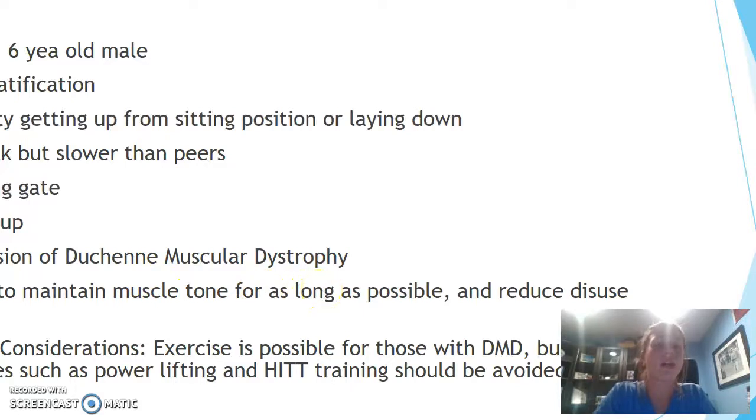The goal here is to maintain muscle tone for as long as possible and reduce disuse atrophy. So special considerations: exercise is possible for those with DMD, but we want to avoid intense exercises such as powerlifting and HIIT training, because again, we are not trying to build muscle here. We are just trying to maintain the strength that the individual already has. Any powerlifting or HIIT training, any intensive exercises, is not really necessary, especially since the child is so young.